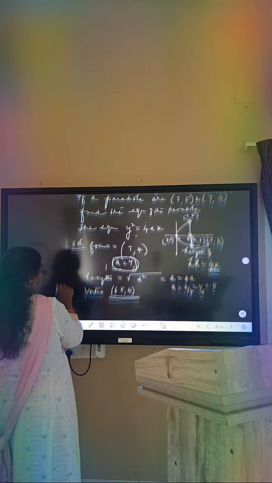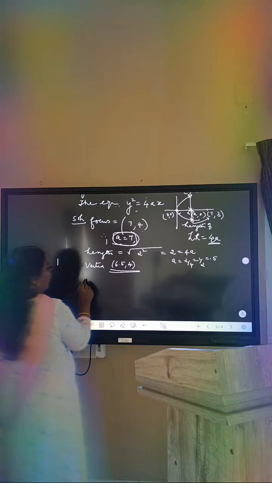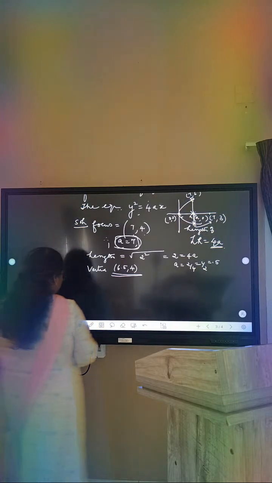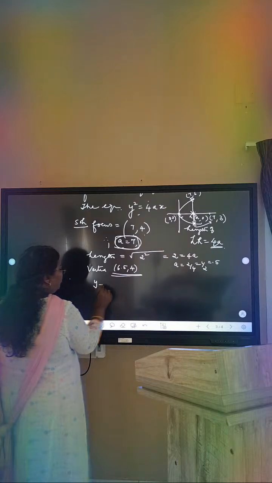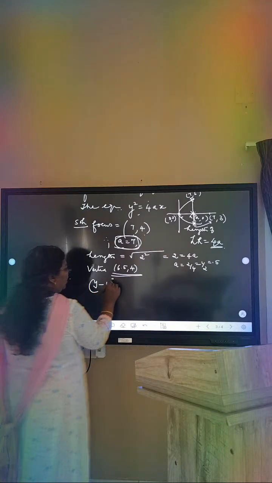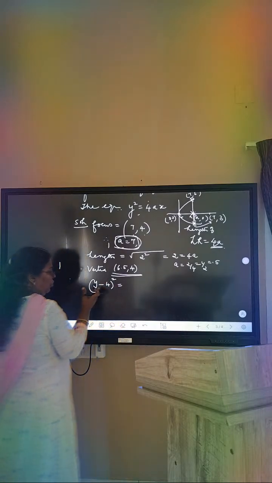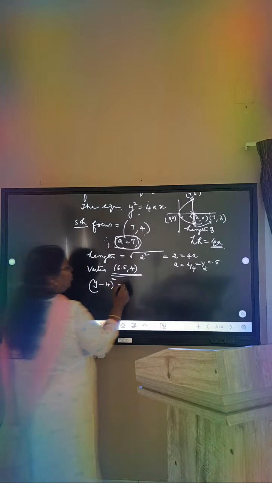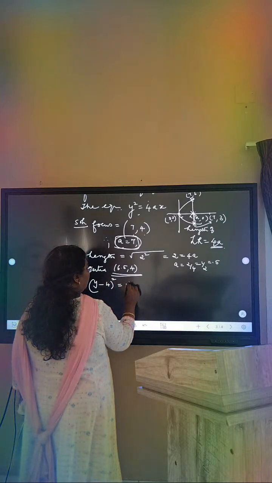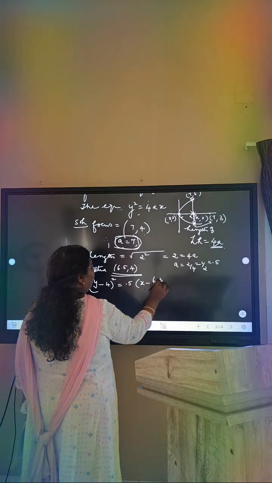Therefore the equation has to be written in this way. Therefore the equation of the parabola will be y. So the equation of the parabola is y minus 4 the whole square, because here the origin is shifted to y minus 4. So y minus 4 the whole square is equal to A, where A is 0.5, into x minus 6.5.